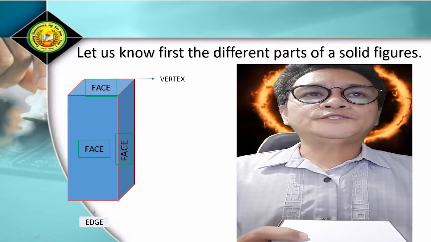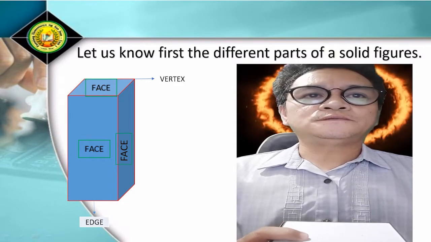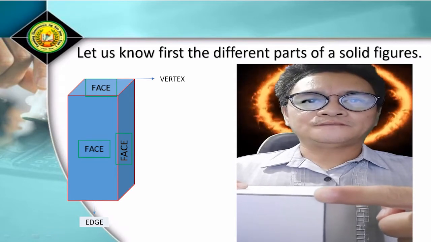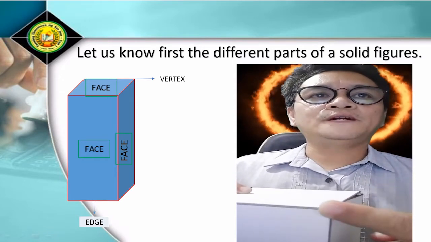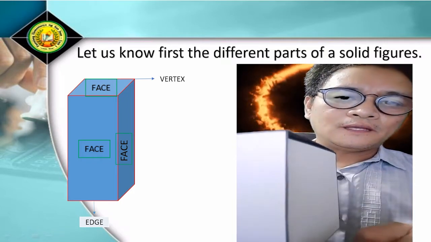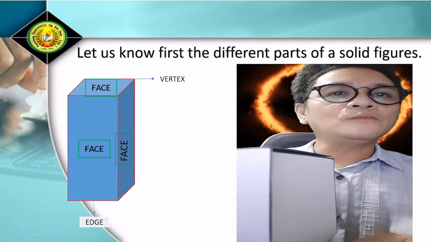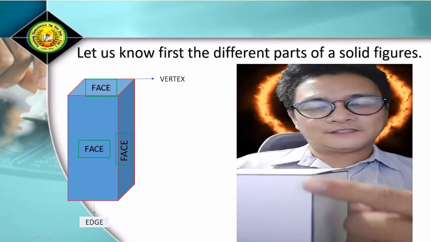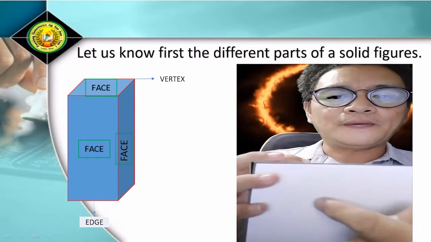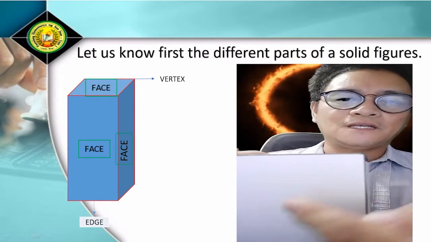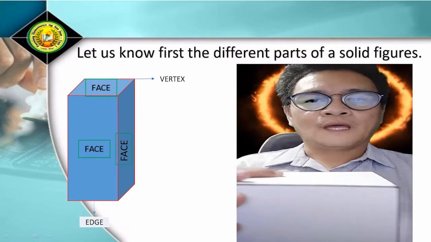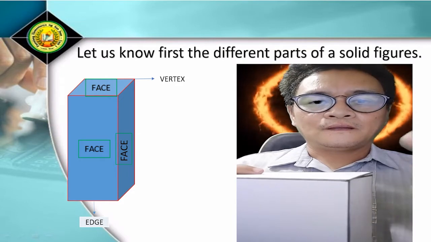Let us know first the different parts of the solid figures. This one is called vertex. If you have 2 or more vertex, it will be called vertices. And this one is the edge. If you have 2 or more edge, it will be called edges. And this one is the face or the faces because it has lots of faces. Okay? Again.